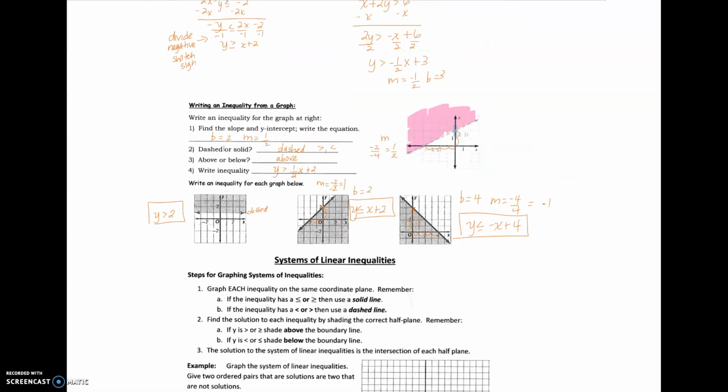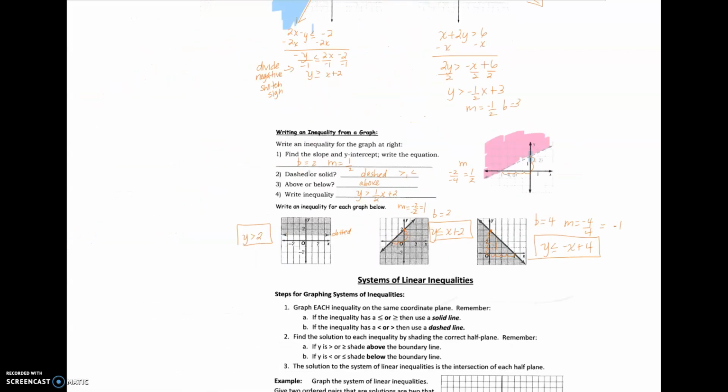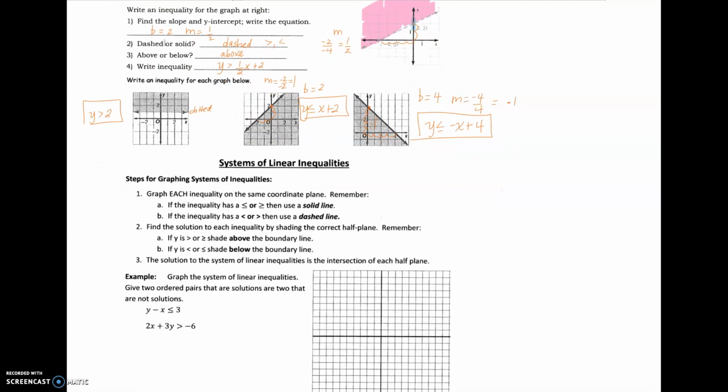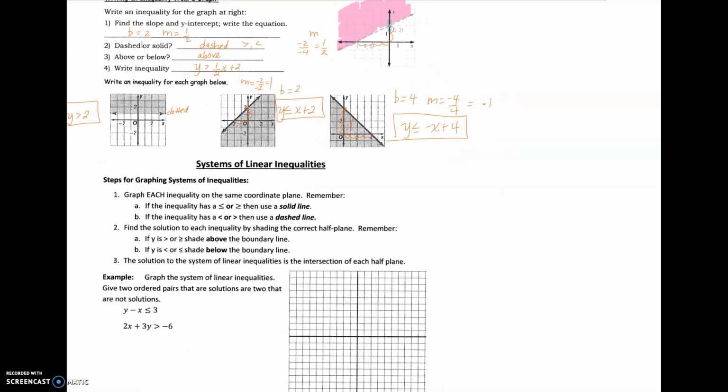Okay, that's all there is for today's lesson. I think you'll find it pretty easy. The most confusing part is just the dotted or solid line and making sure you're shading correctly.